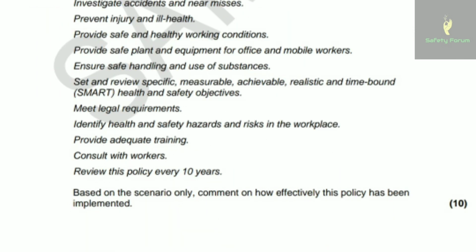so you have to give the points, and you have to prove that the commitments which are mentioned in the health and safety policy are not getting fulfilled here, and you have to give the reasons why. So from this scenario, you have to point out what things they are not following up, and you have to write against each point. So this is what you have to do in task 3.